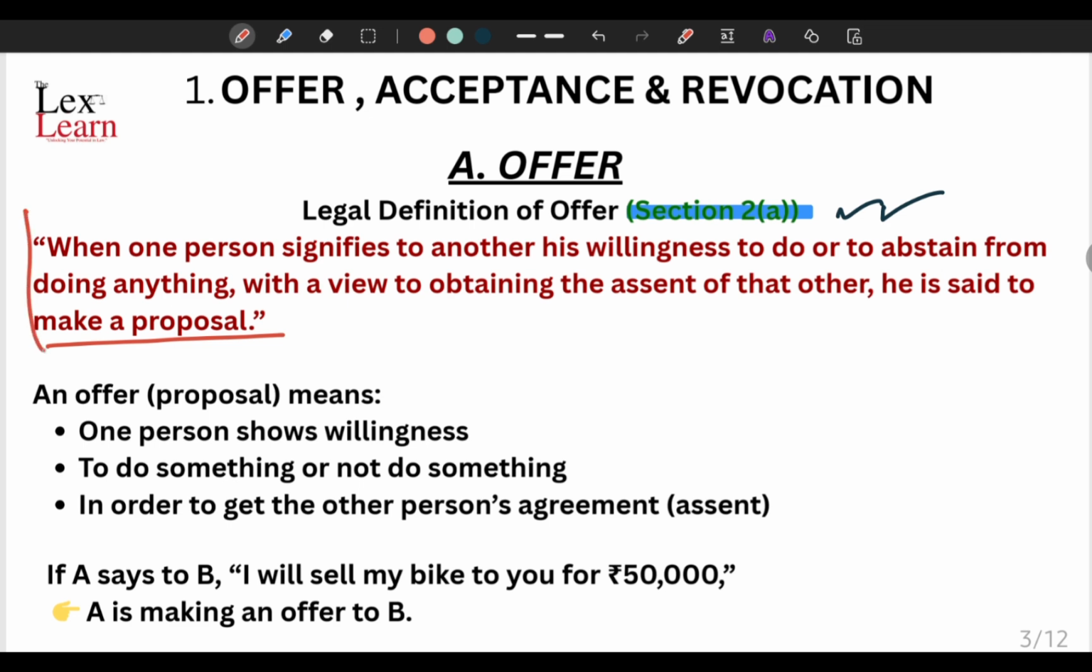So this is the legal definition under the Indian Contract Act, and I don't want you to get caught up in the technical jargon, but just go through it. I'll be sharing the PDF of these notes at the end of the video in the description. Just click the link below and access the PDF.